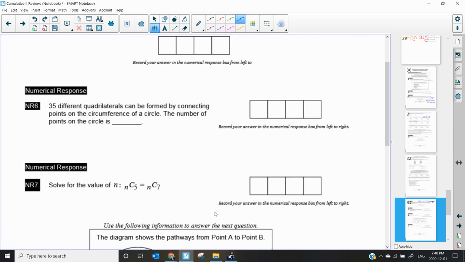Another question came up here about the quadrilaterals. Remember that if I have a circle and I'm creating quadrilaterals, that means I'm choosing 4 dots at a time. So I don't exactly know how many dots I start off with, but I know that in the end it's going to make 35 quadrilaterals. So it's going to be n choose 4, because a quadrilateral has 4 sides. n choose 4 equals 35.